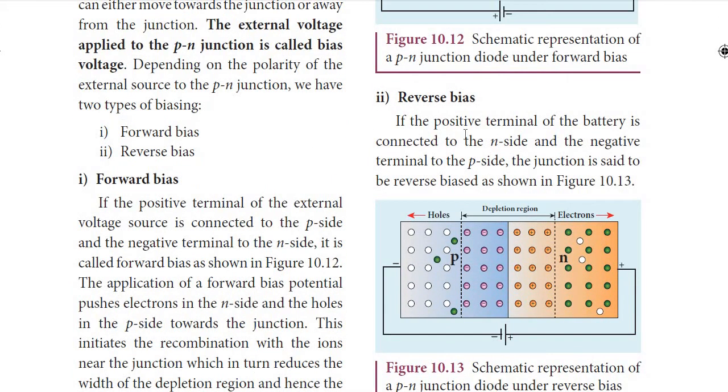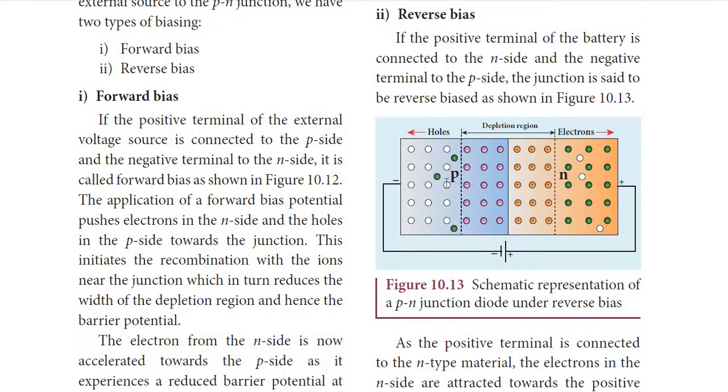Then reverse bias. Reverse bias means when the P-type semiconductor is connected to the negative terminal of the battery, then the N-type semiconductor is connected to the positive. So minus is connected to the plus holes, P-type semiconductor is connected to the negative terminal, then negative electrons are connected to the positive terminal. What happens? Depletion layer width increases. The attractional force acts on two sides of the semiconductor.